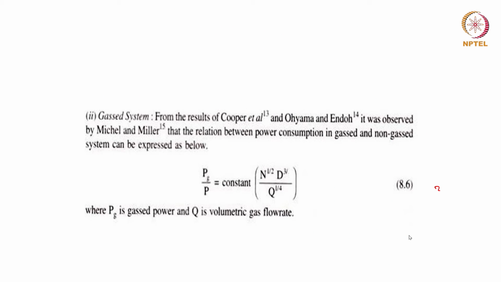So if we have a gas system, so right now the power per unit volume, the P0 was the ungassed power requirement. So if we have a gas system, will there be a variation in the correlation between the impeller speed and the diameter ratio? So there is an empirical relationship between the power consumption in gassed and non-gas system, which is shown here by equation, let's call it equation 1, in terms of the impeller speed, the diameter of the impeller and the volumetric gas flow rate. So the gassed power requirement to the ungassed power requirement is said to be proportional to these operating parameters.